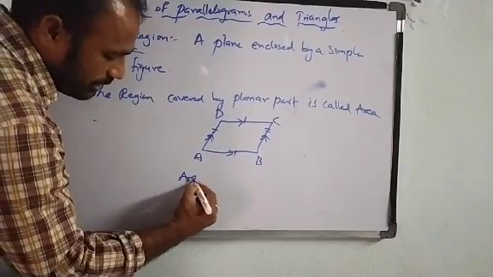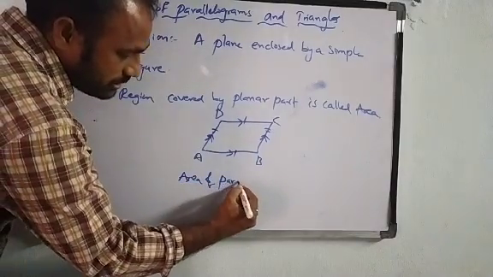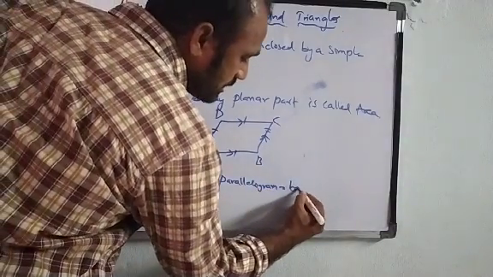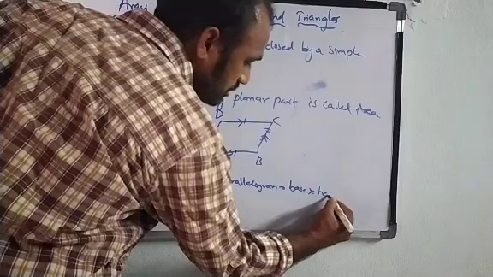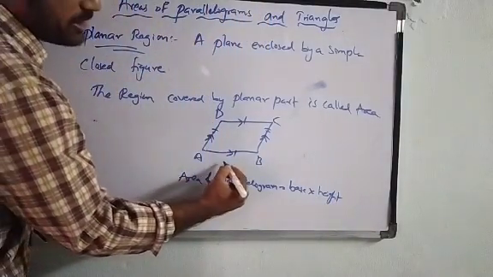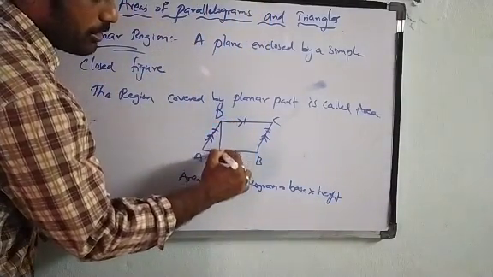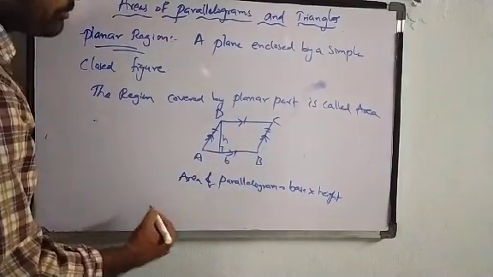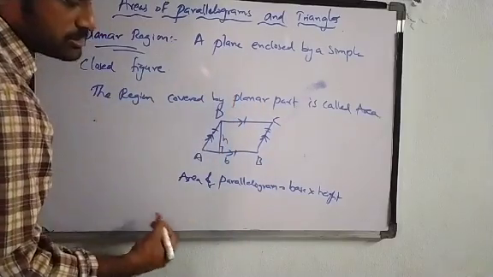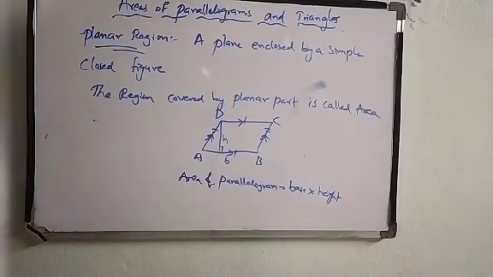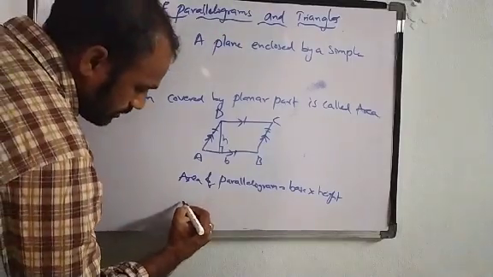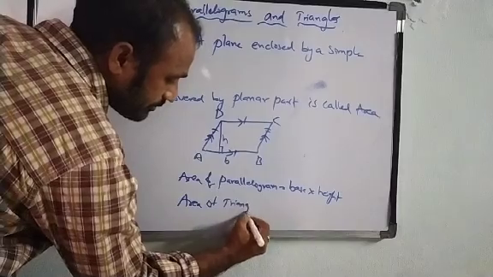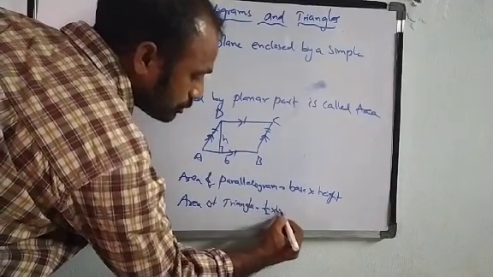So in order to get the area of this parallelogram, we have already learned in lower classes that the area of the parallelogram is base into perpendicular height. So in this case, the base will be this and the height will be the perpendicular. This will be the height. So this is the area of a parallelogram. Next, we have already learned that the area of a triangle is half into base into height.